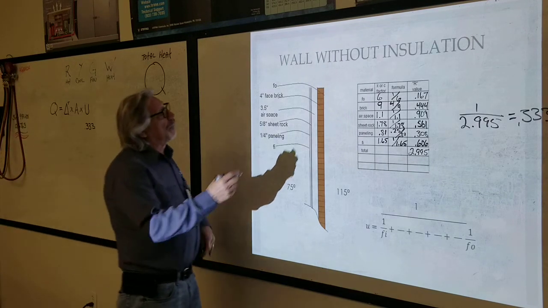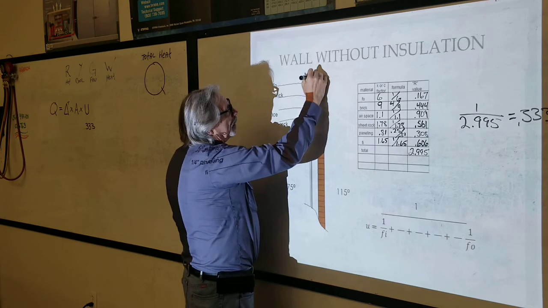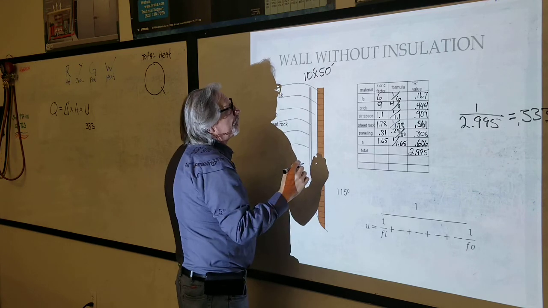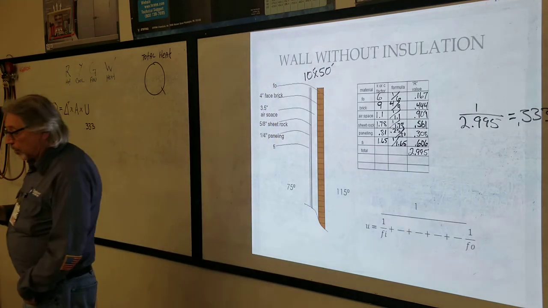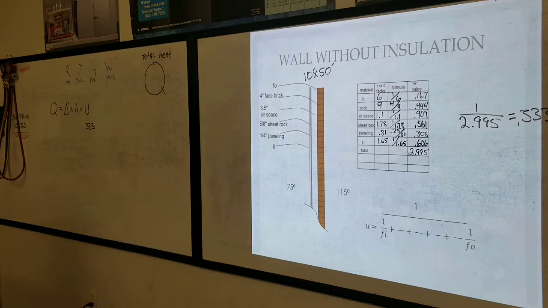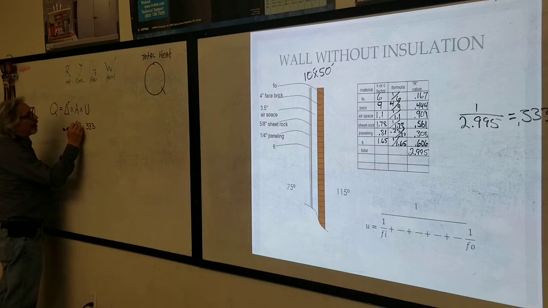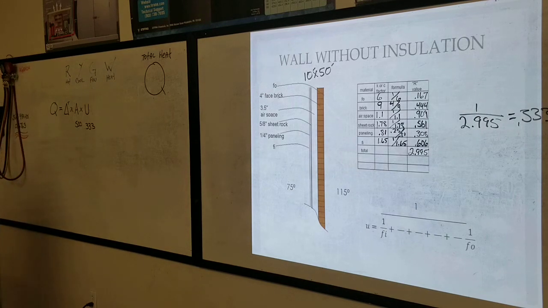Yeah, we just have to find if this wall is 10 foot high by 50 foot long, right? So what's our square footage of that wall? It's 10 times 50, 500. So the area is gonna be 500 square feet, right? And our delta T is what? So it'd be 40.